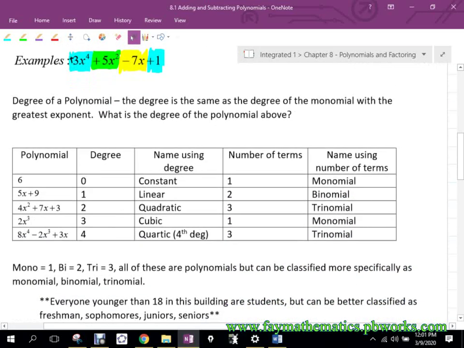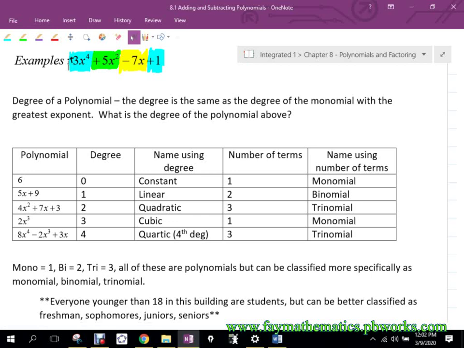I said we're going to talk about the degree of the monomial, which is just the sum of the exponents for all the variables. The most useful thing that we're going to talk about is the degree of the polynomial. That is essentially saying if we were to go through and look at every single monomial and identify each one's degree, the degree of the polynomial is the largest one of those.